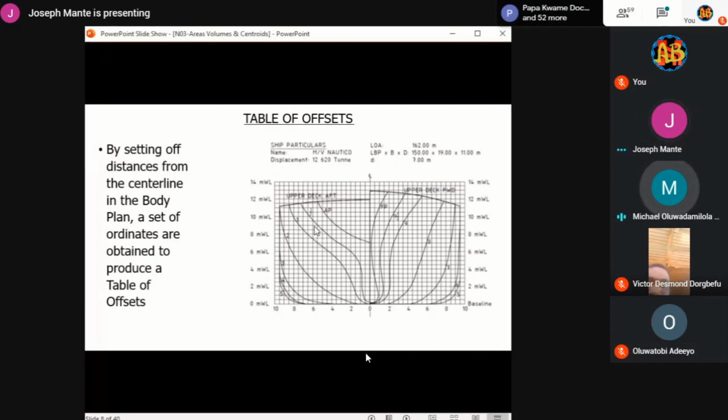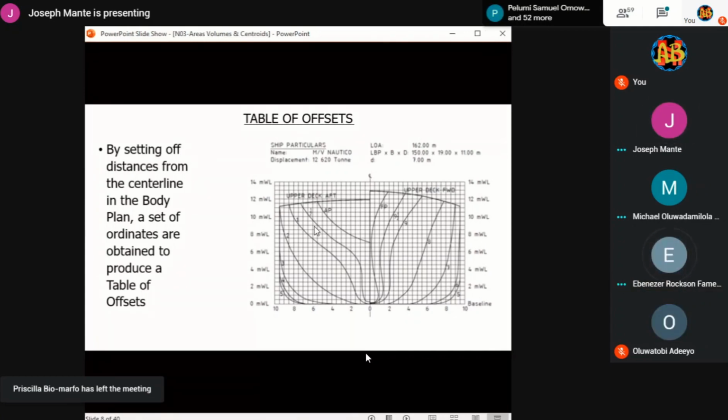What line plan is this? Okay, this is the body plan. So we are talking of offset. We say that by setting off distances from the center line in the body plan, a set of coordinates are obtained to produce a table of offset.